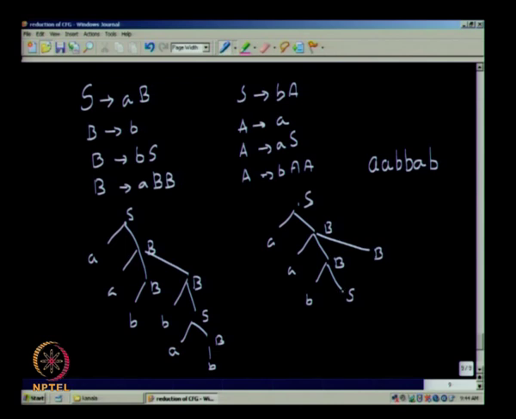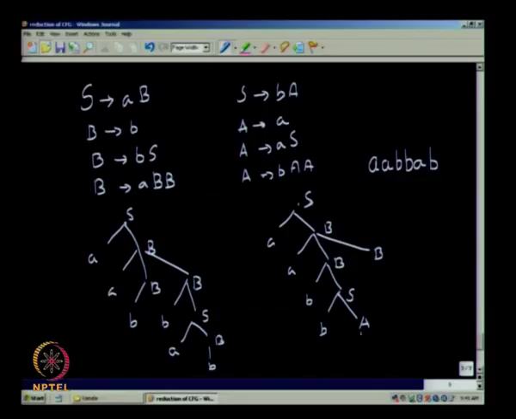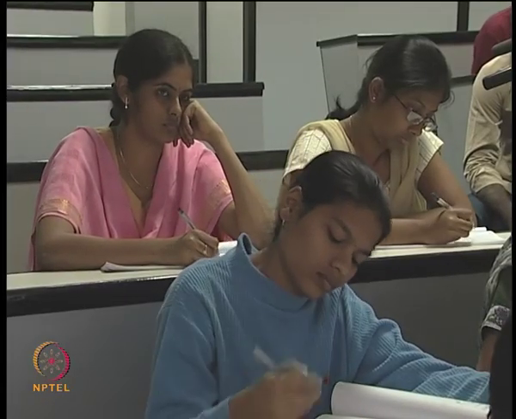Now here from this S you have to generate a B. So, B A, this will go to A, this will go to B. So, the string generated is AABAB, here also AABBAB, but the derivation trees are different. So, this grammar is ambiguous, but this language is not inherently ambiguous.